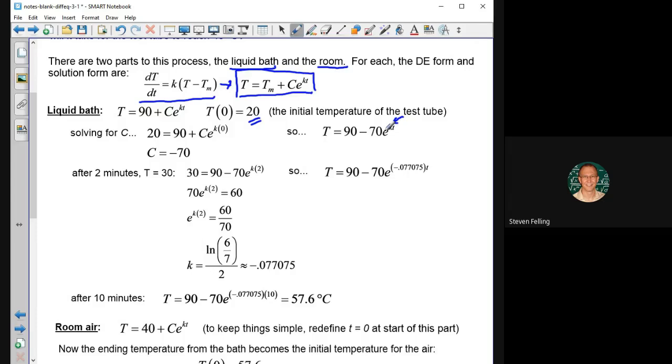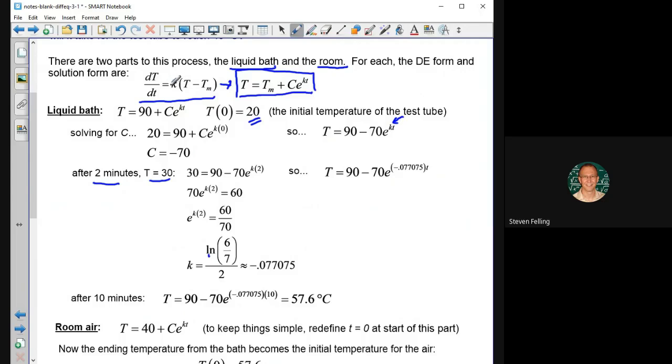So I need another data point, another initial condition. And so they told me that after 2 minutes in the liquid bath, the temperature is now 30. So if I plug 30 in there and 2, I can solve for k. It'll involve taking a logarithm here. First, you would maybe move this to the other side and subtract the 30, divide by 70, then take the logarithm of that 6/7, and then finally divide by the 2 to get that this constant is negative 0.077075.